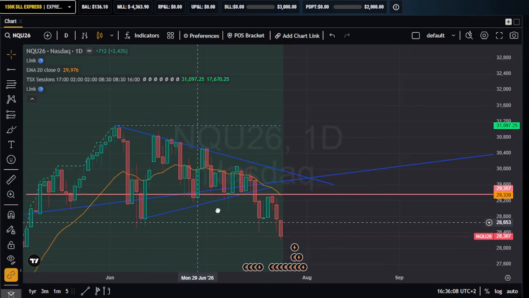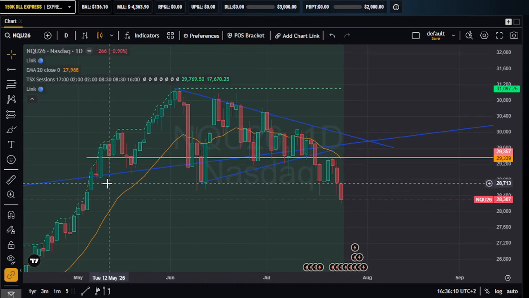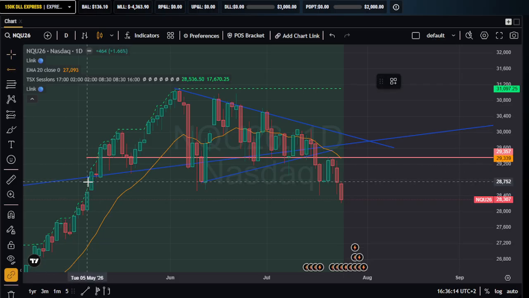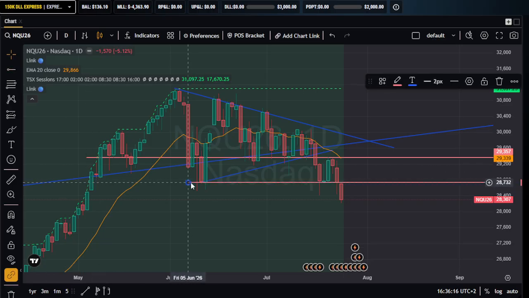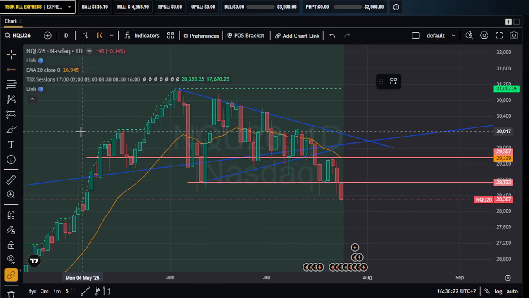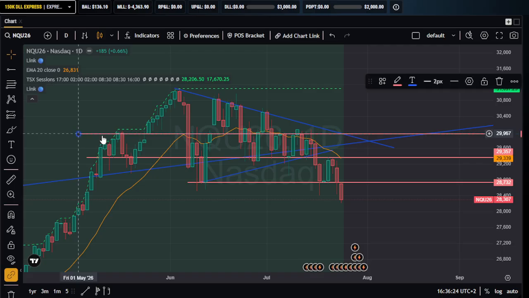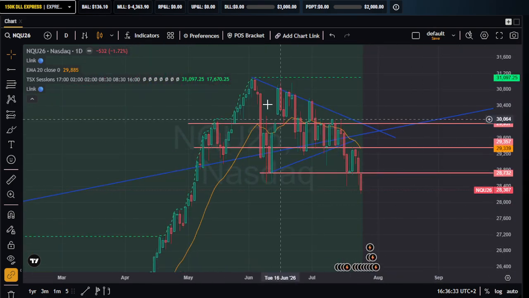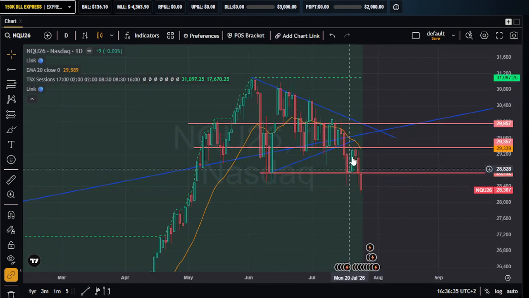Now we have another level that I'd like to observe the next days. This is right there, the closest respected this level as well. Another level is maybe there somewhere. I think you get the idea. So we have this triangle broke down to the downside and started a continuation.